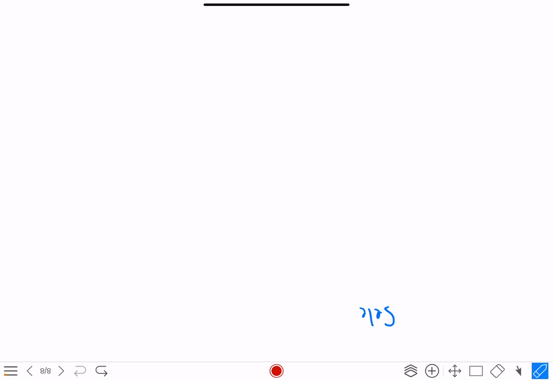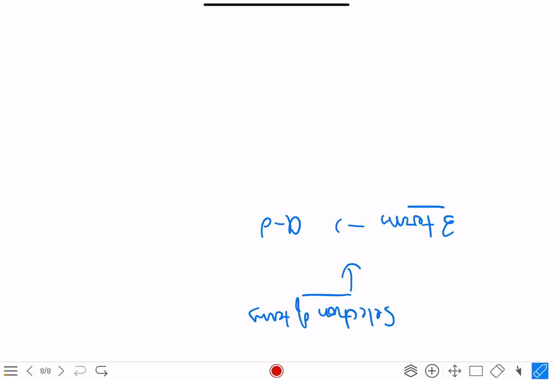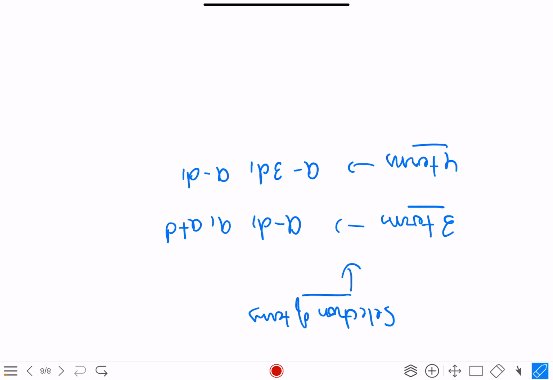Next is selection of terms. When we have to select terms in an AP, how do we do that? When you are given 3 terms, you select the terms as a minus d, a and a plus d. This is just for calculation simplicity. When you have 4 terms, you select them as a minus 3d, a minus d, a plus d, a plus 3d. 2 terms can be selected as a plus d and so on. But for 3 and 4 terms, we have special selection criteria. This is just to make the calculation simple.